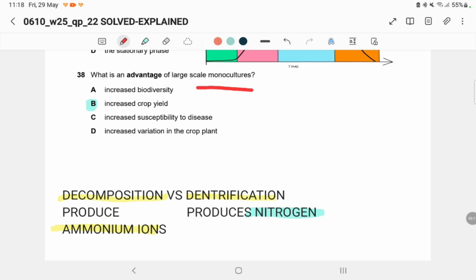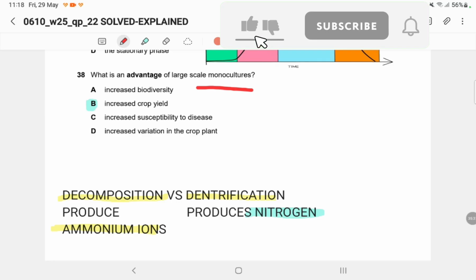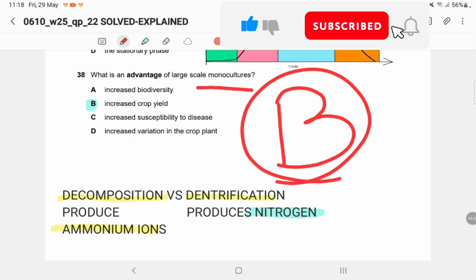Increase susceptibility to disease? No, it does not increase susceptibility to disease because it does not have anything to do with the disease. Well, if you have more variation, if one plant gets disease, it will transfer that disease by cross-pollination or by self-pollination to another plant, and that plant will get sick and die, and so on and so forth. And increased variation in crop plant, of course no, because for variation we need another type of different species and different plants, not a monoculture. So basically the final answer here will be letter B.